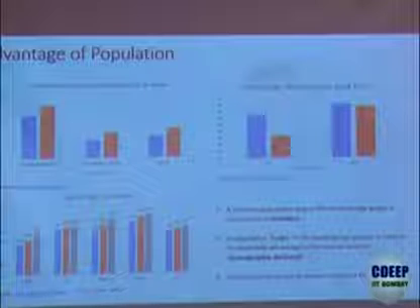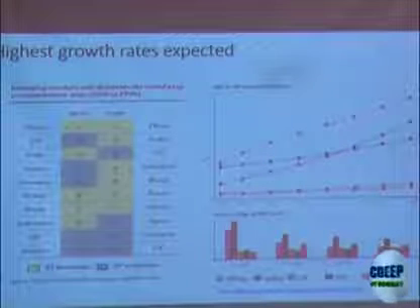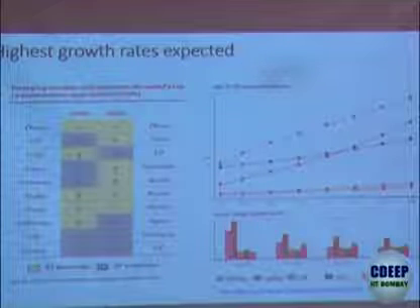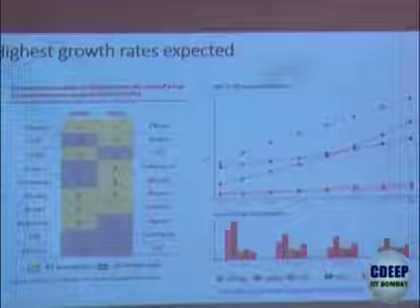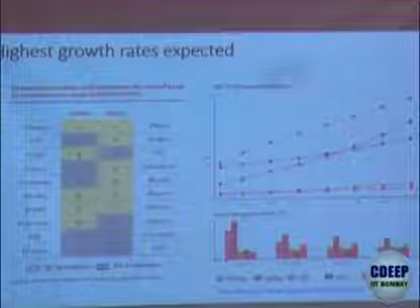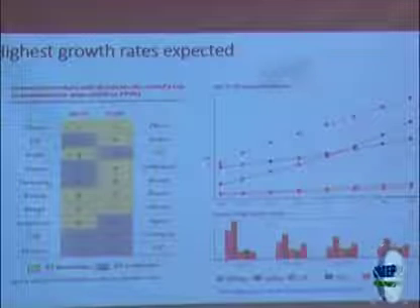And that is a major advantage for India to grow as an economy. The other factor is the high expected growth rates. This is again projected data for the GDP growth. For 2016 to 2050, India is currently at number 3 position, and is preparing to reach the number 2 position in 2050.